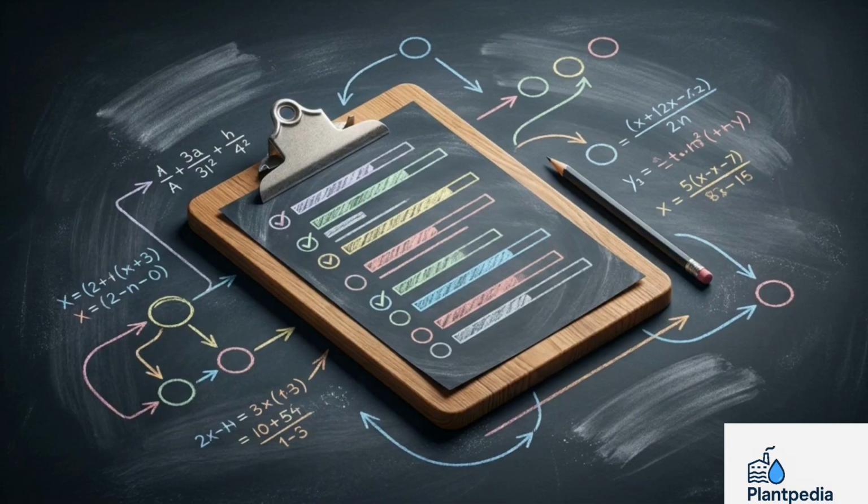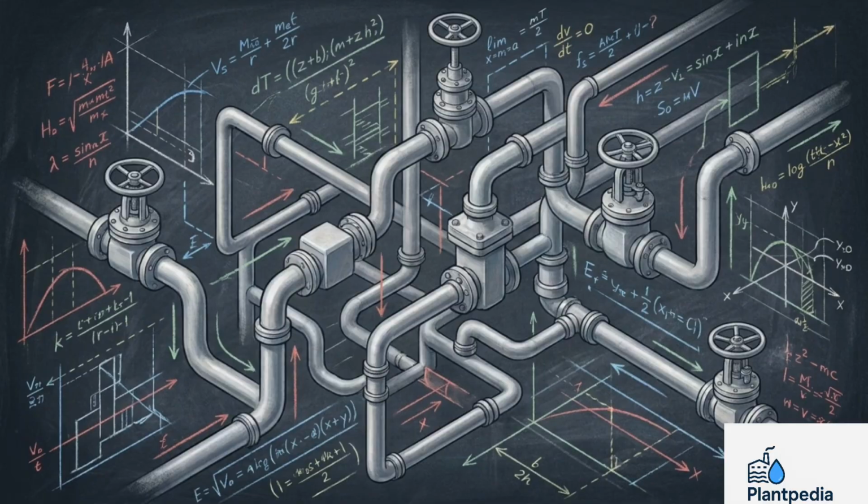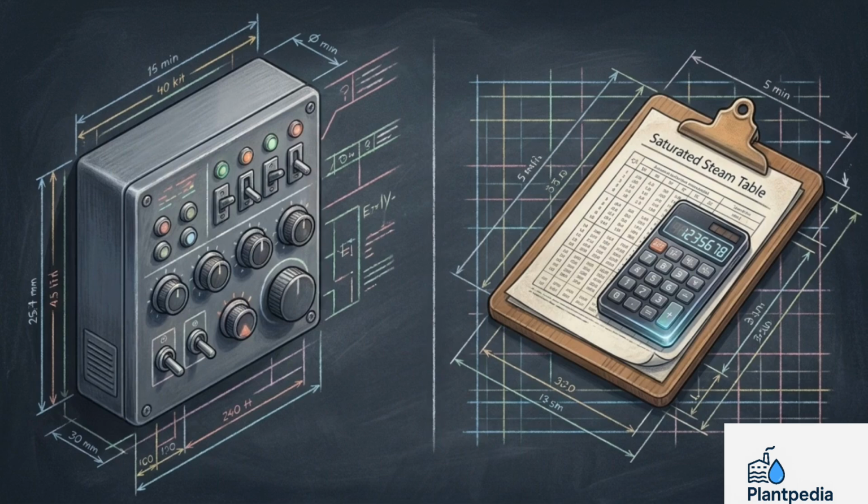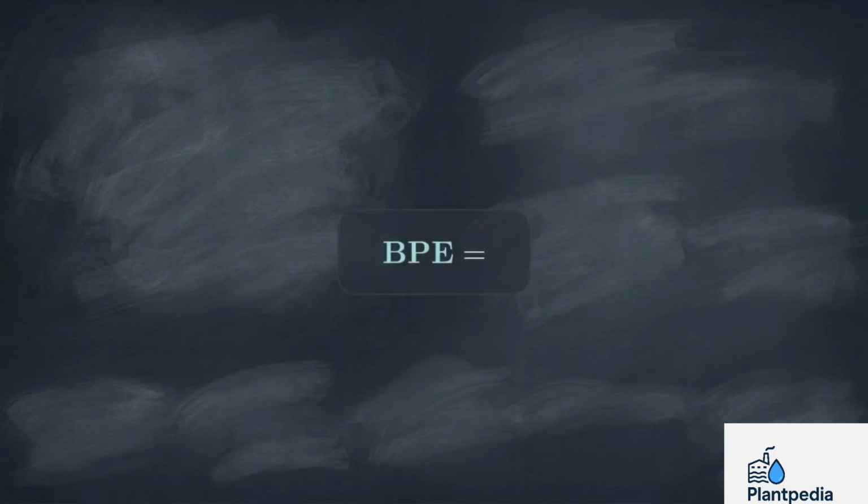Today, we are going to calculate your exact BPE using the plant operational method. We will do this in 4 precise steps, using the live conditions right off your plant floor. Before we start, you need 3 tools: access to your evaporator's live gauge readings, a standard saturated steam table, and a calculator. This entire process relies on one standard formula.